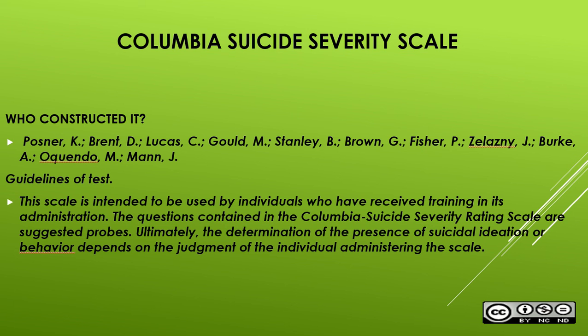The questions contained in the Columbia Suicide Severity Rating Scale require certain probes, which are mentioned for each subsection in the scale. So, depending upon the subsection, if a particular yes is reported by the client, then you have to immediately go to another section. All of these detailed instructions are laid down in the questionnaire. Ultimately, the determination of the presence of suicidal ideation or behavior depends upon the judgment of the individual who is administering the scale. So, as a psychologist, you have to be very mindful of the behavioral expressions of the client, the emotional, social, psychological concerns that are being reported by the client. Depending on that, you are to score this questionnaire.